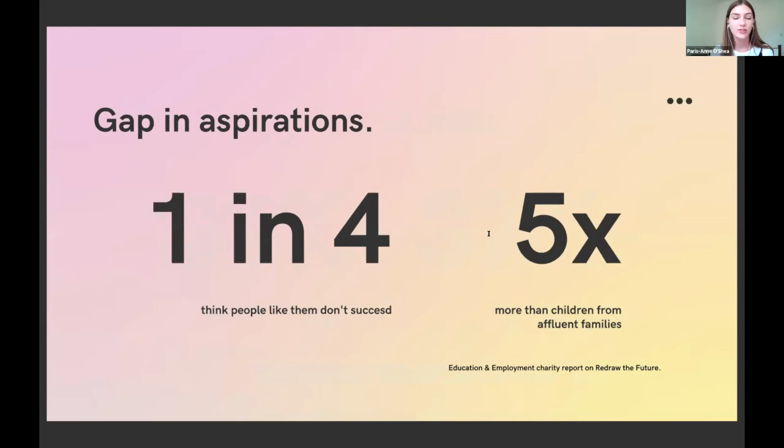And of these children, 1 in 4 of them think that people like them don't succeed. So that's 5 times more than children from affluent families. So there's this clear gap in aspirations and the types of things that these children think they can go on to achieve.